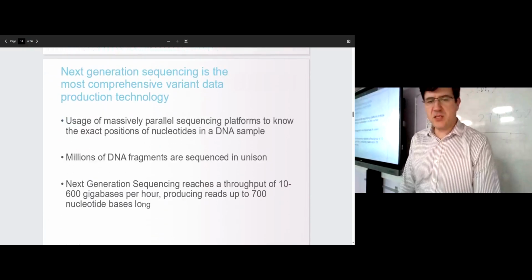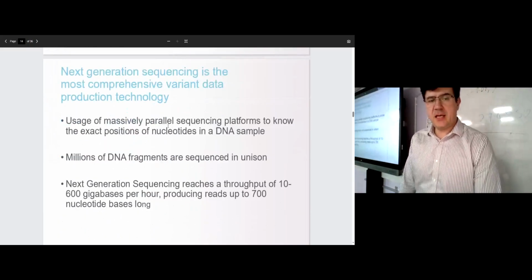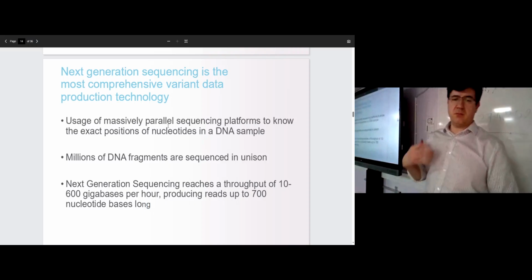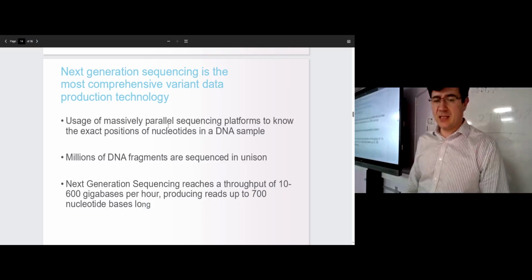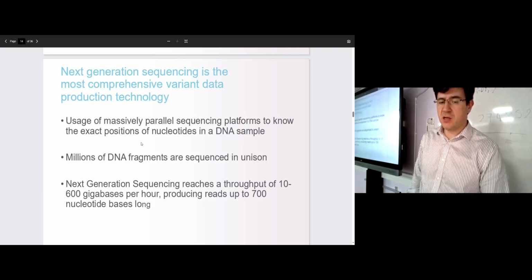So next generation sequencing, which I have tried to explain here more or less how it works, is the most comprehensive type of variant data production that is available, and it uses massively parallel sequencing platforms to understand the positions of nucleotides in the DNA sample that are different.